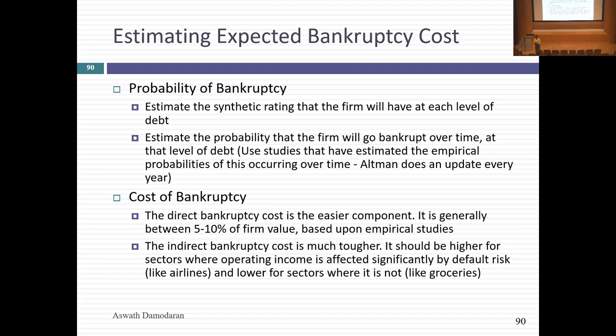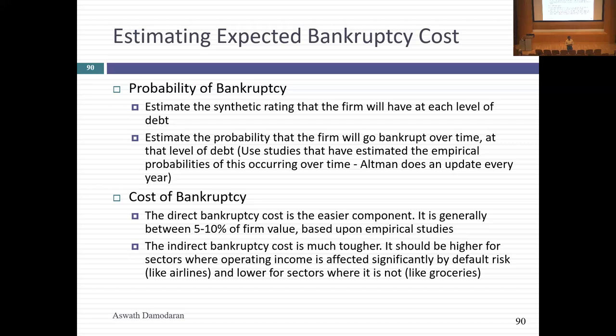The indirect bankruptcy costs: people not buying your products because they think you're in trouble, suppliers demanding cash because they think you won't pay them back, employees leaving because they don't think you will be around. Nobody really knows, but we know it can be a big number for some companies and small for other companies. A grocery store, which is at the low end of that cost spectrum, probably can get away with 5% of value, but a company like Boeing, it could be 40% of value.